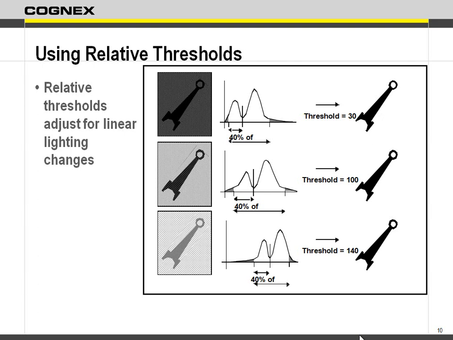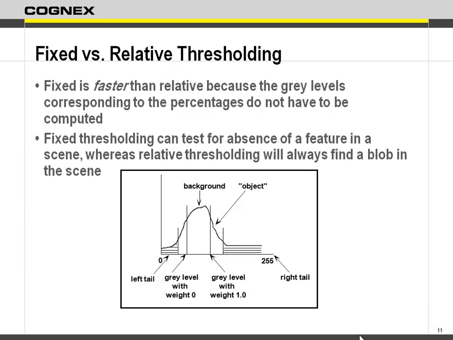So you might say, oh, why wouldn't I use relative thresholding all the time? That seems perfect. Well, the reason why you would use fixed over relative is fixed is faster. Relative has to take that step of doing a histogram behind the scenes to figure out what that threshold is. Secondly, and this is where it really comes into play, if you don't find blobs, relative is always trying to find it.